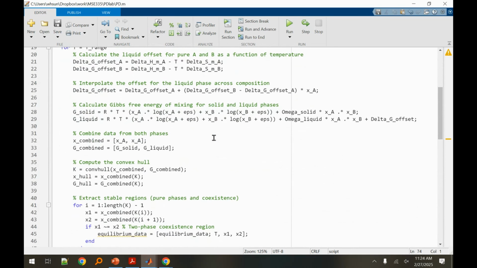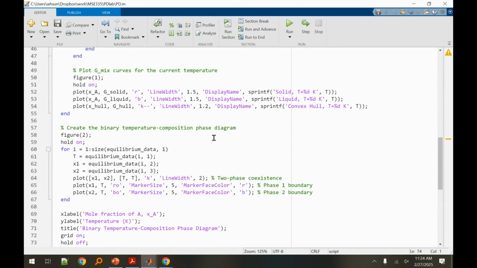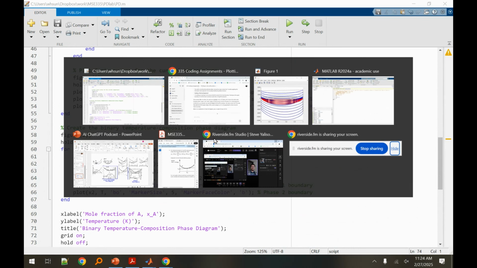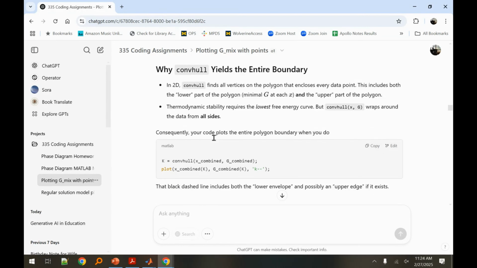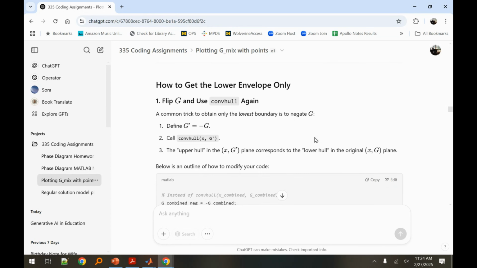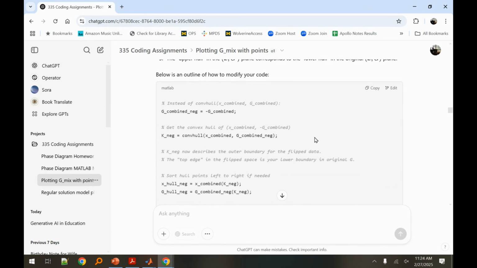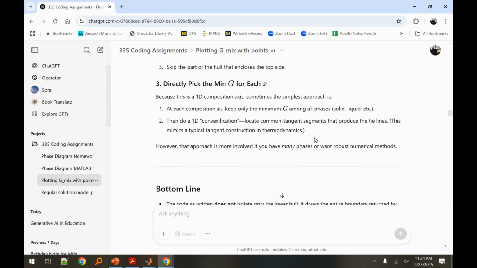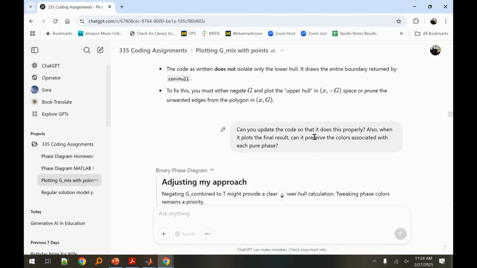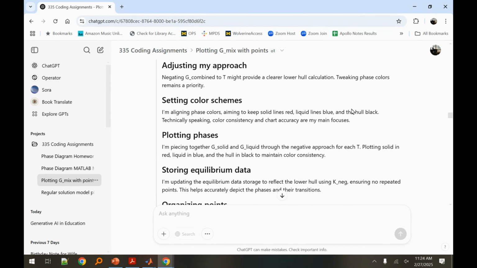And now I'm saying I need to map the convex hull, so it needs to produce all this. To get the lower envelope only, here's an outline of how to modify my code. And I think I probably just said, can you just update the code? Because it was trying to give me just the changes, but I said, just give me the whole code. So I do that.